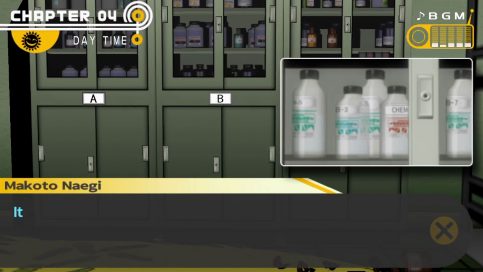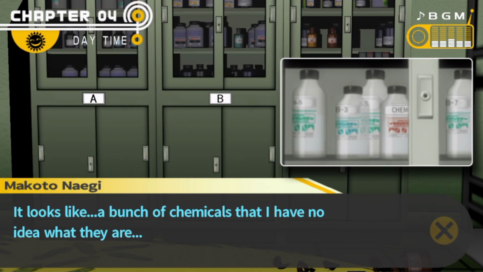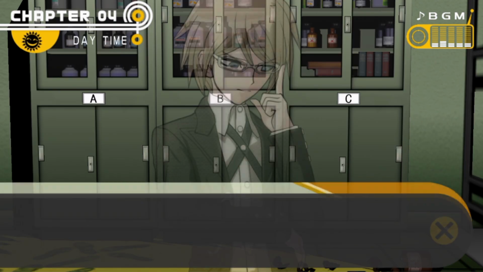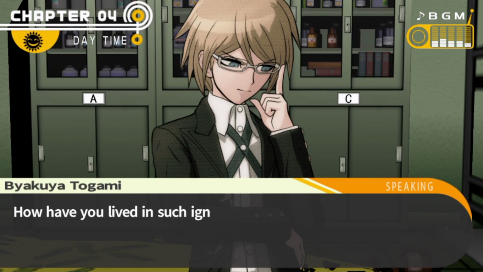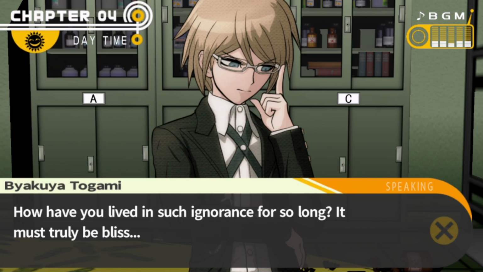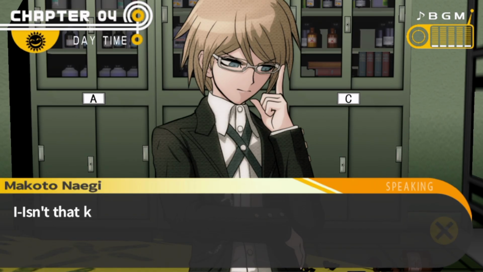So on this shelf is... It looks like a bunch of chemicals that I have no idea what they are. They're reagents. Put simply, they're used in experiments to bring about a chemical reaction. Have you lived in such ignorance for so long? Or how have you? It must truly be bliss. Isn't that kind of harsh?